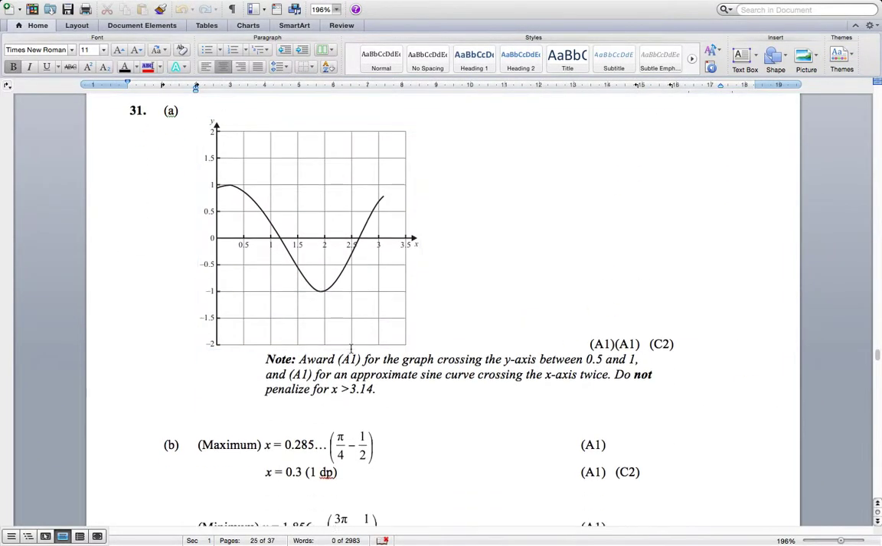Yeah, so they award 1 mark for the graph crossing the y-axis between 0.5 and 1. Okay, so as I said very clearly, the y-intercept. And award 1 mark for an approximate sine curve crossing the x-axis twice. Okay, so I think that should be fine. So you get 2 marks for this.